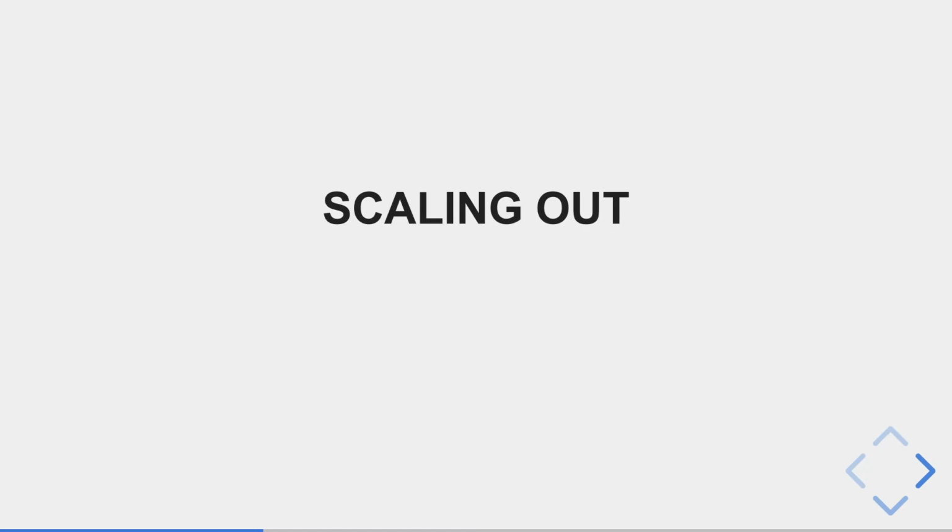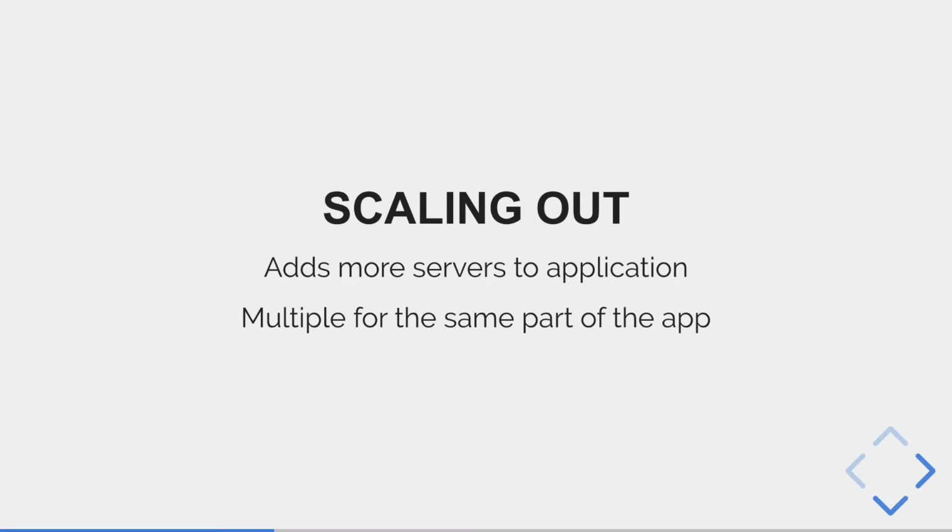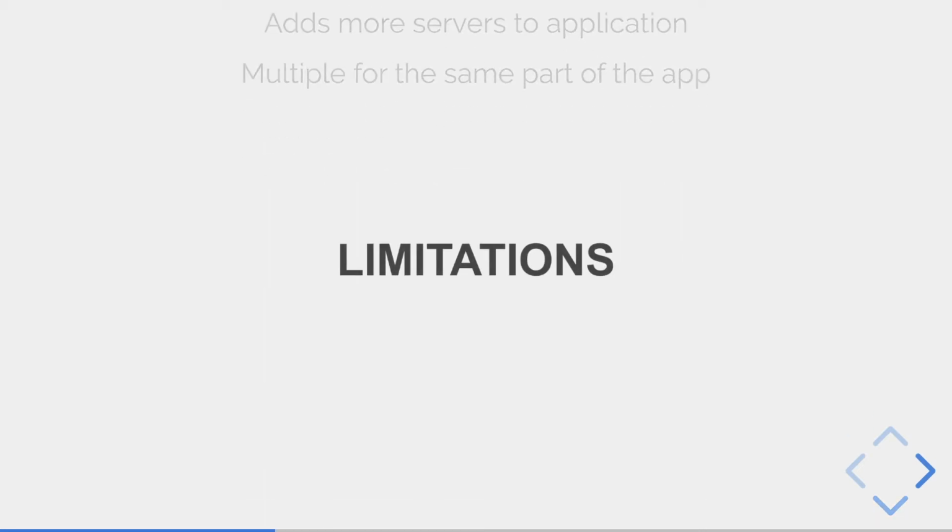This is what's called scaling out. It adds more servers to the application, sometimes multiple servers to the same part of the application. You may have multiple front-end servers running a web server. You may have multiple back-end servers running a database server. Those kinds of things can be a scaling out opportunity.